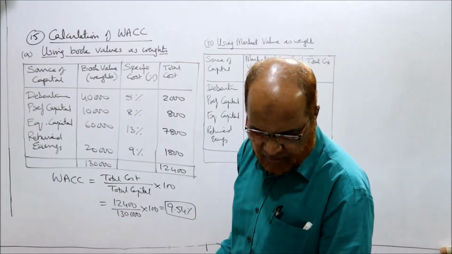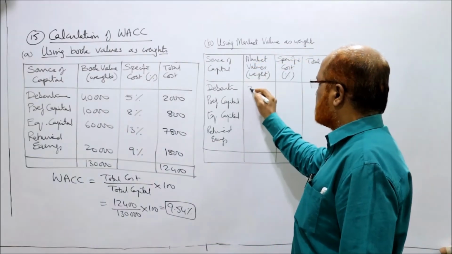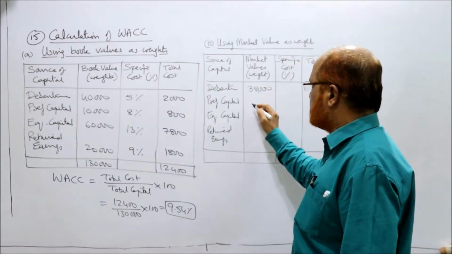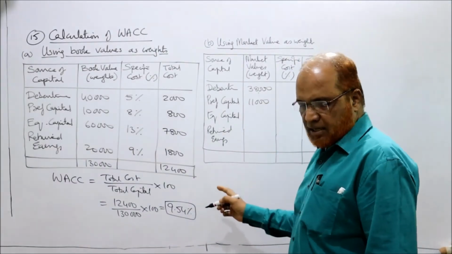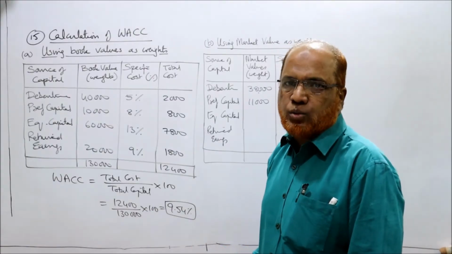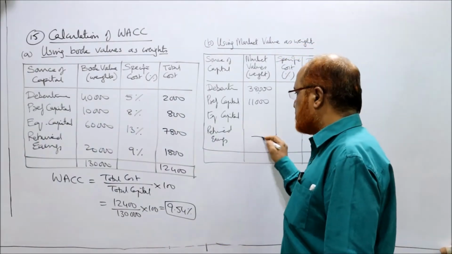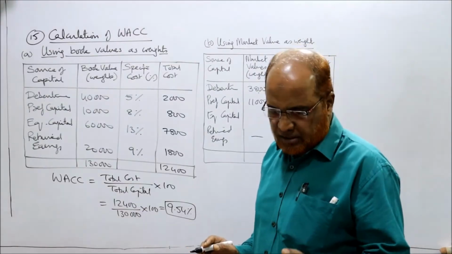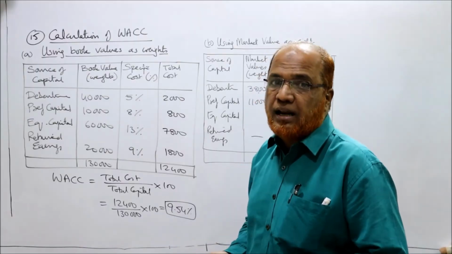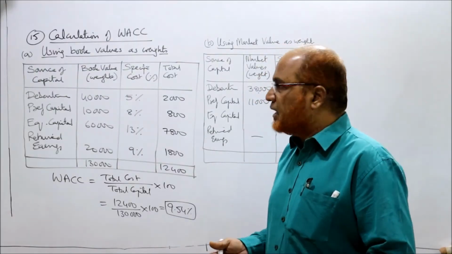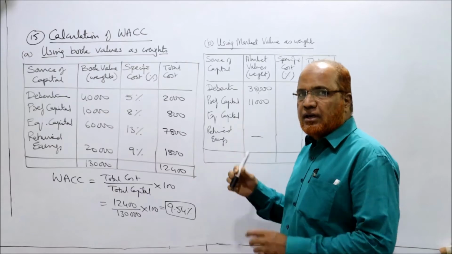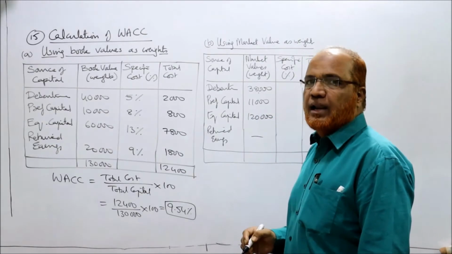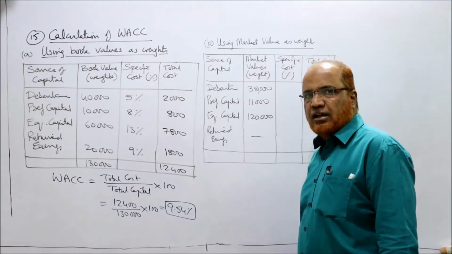Now, the market values given in the problem are 38,000 for debentures, preference capital 11,000 and equity capital 1,20,000, whereas retained earning market value is nil. Remember, there will be no market value for retained earnings because it is not external, it is internal. So market value will be there only for equity capital. It is given in the problem, equity capital market value as 1,20,000, and nothing is given in retained earning.